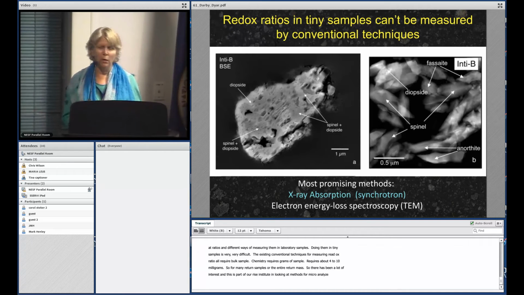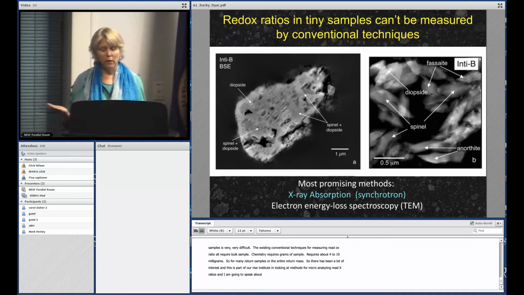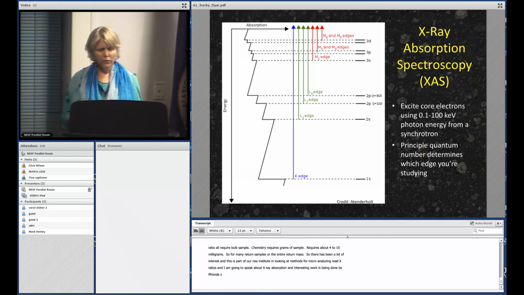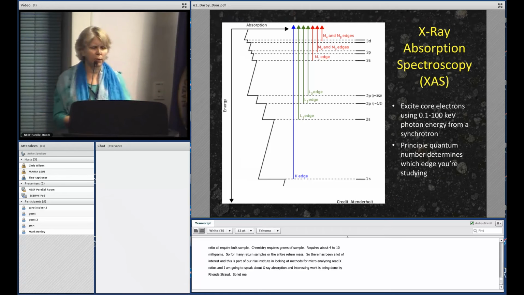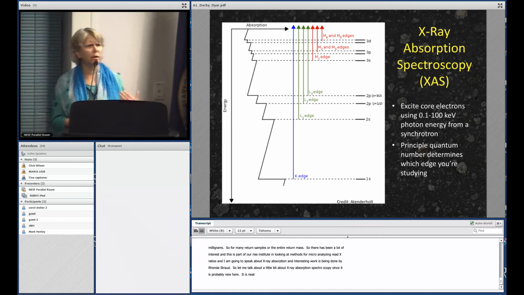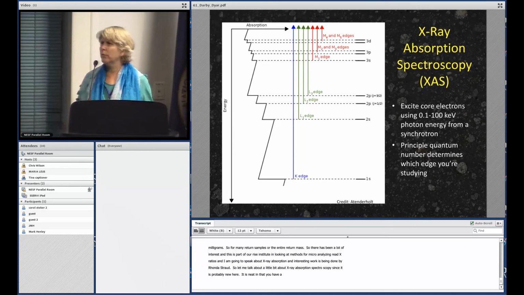And I'm going to speak in this talk about X-ray absorption spectroscopy, which uses a synchrotron. And of course, additional really interesting work is being done by Rhonda Stroud and Brad DiGregorio using TEM, and that's the subject of a poster. So let me talk a little bit about X-ray absorption spectroscopy, since it's probably new to all of you. It's kind of a neat spectroscopy in that because you have a synchrotron, you can knock electrons out of orbitals that are really close to the nucleus. So it involves a very high amount of energy.